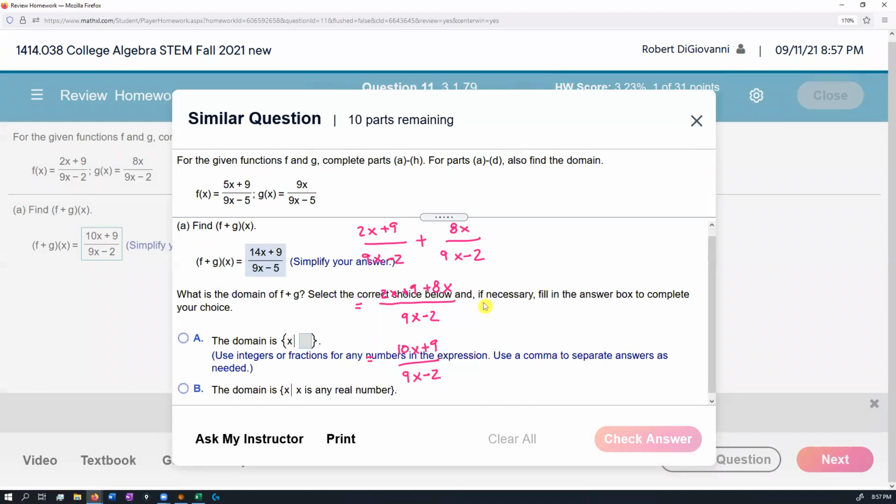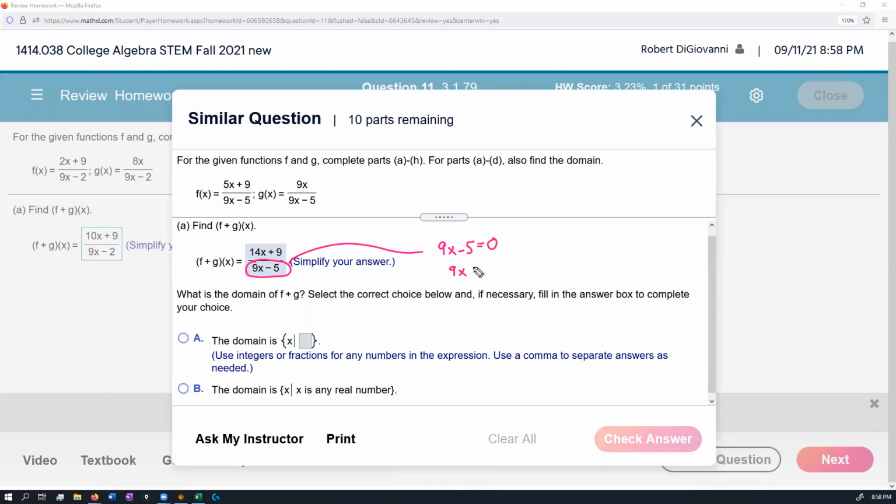Okay, let me clear this. So for this, what I did is, since these have the same denominators, I added them together. So I added 5x plus 9 plus 9x. That gave me 14x plus 9 over the common denominator. Now the domain is everything as long as the denominator is not zero. So I need to figure out, when is this zero? So that's what I want to know.